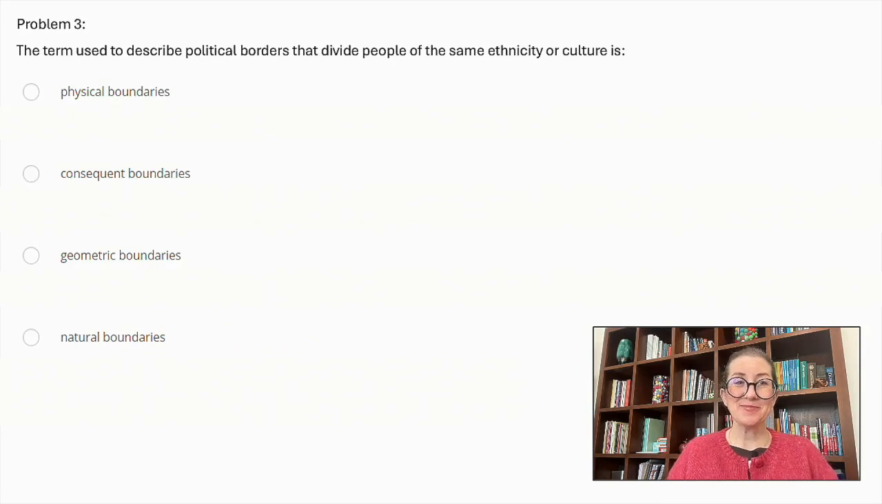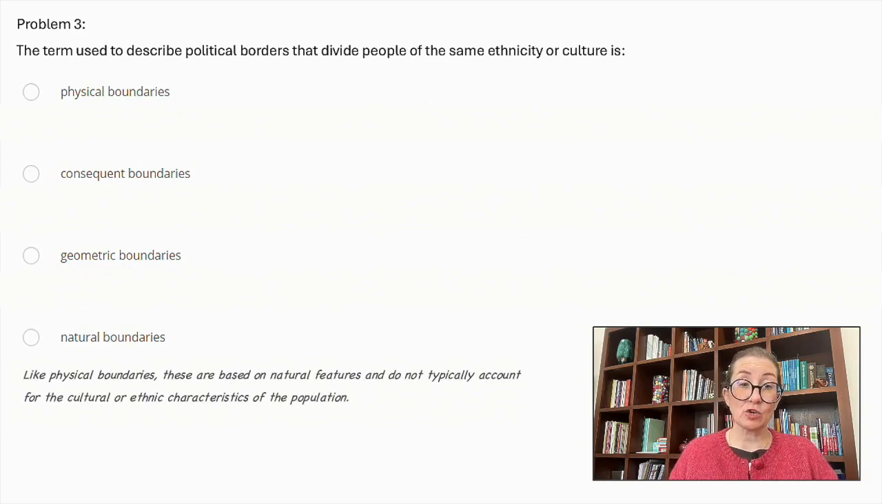Problem number 3. The term used to describe political borders that divide people of the same ethnicity or culture is physical boundaries, consequent boundaries, geometric boundaries, or natural boundaries. Starting at the bottom, like physical boundaries, natural boundaries are based on natural features and do not typically account for the cultural or ethnic characteristics of the population. So we can cross that out.